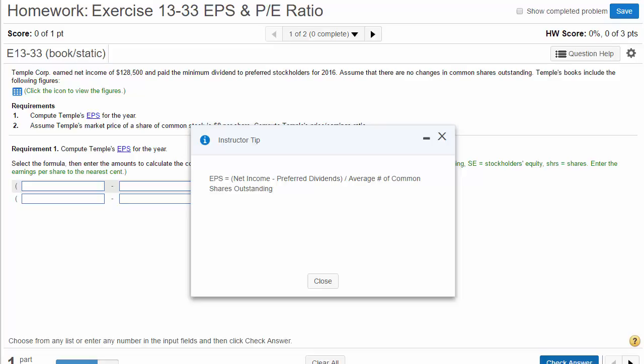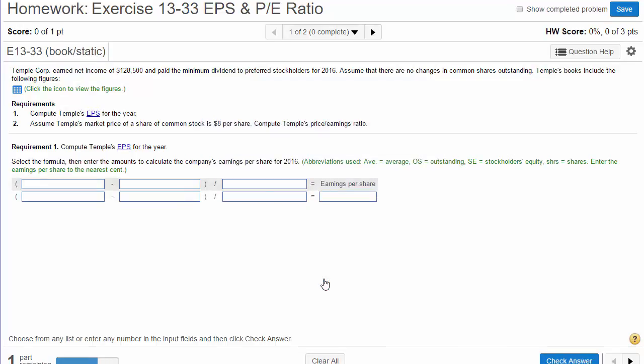Exercise 13-33, earnings per share and PE ratio. As long as you have your pop-up blocker turned off, you will see the instructor tip pop up. My instructor tip is reminding you that EPS, earnings per share, is net income minus preferred dividends divided by average number of common shares outstanding. If you ever need to go back to an instructor tip, you can always find it here.